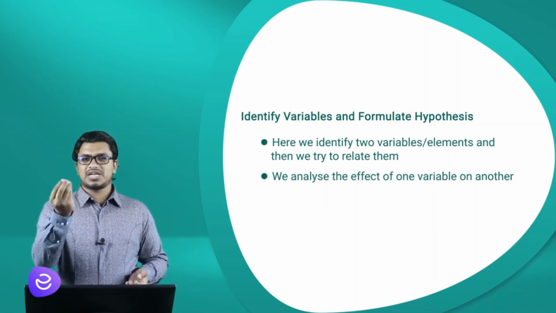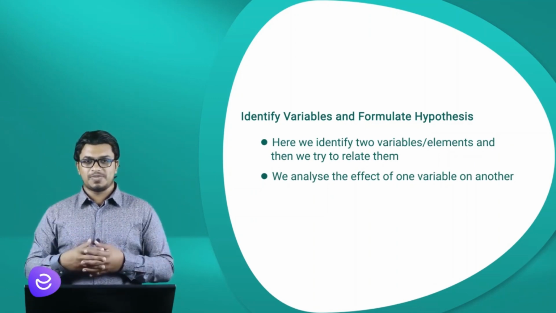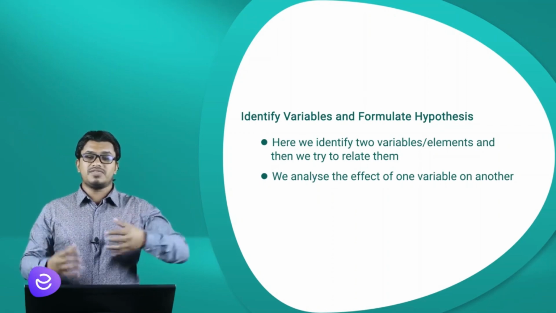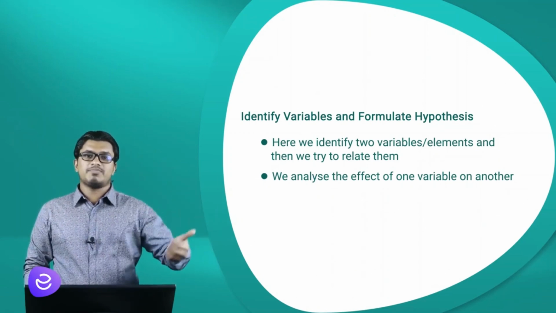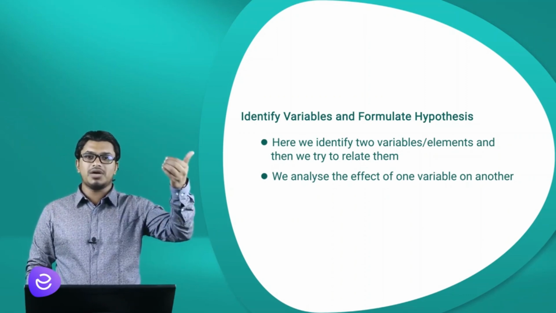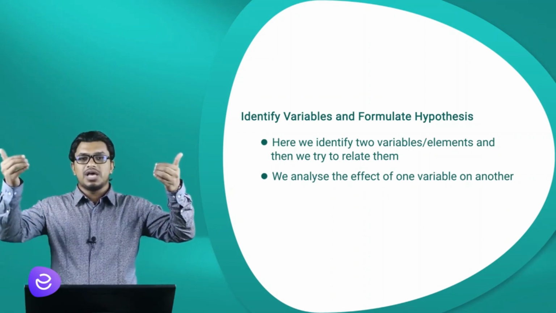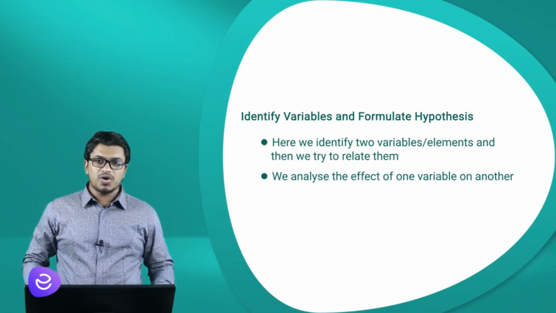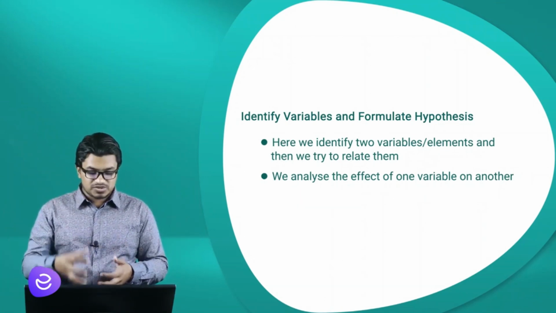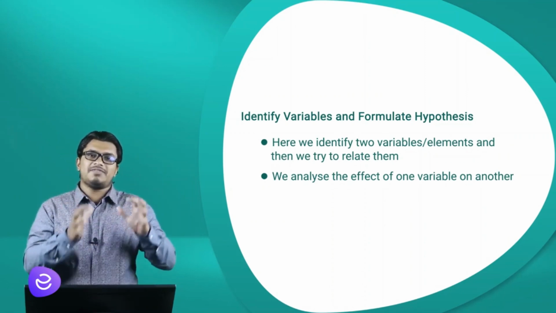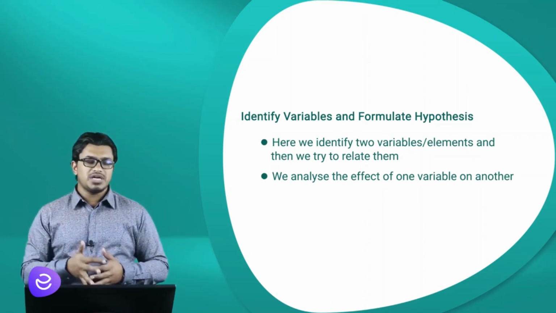For example, just a little example, the sale of ice creams. So we try to relate it with the season or the weather or the temperature. So if the weather is very hot, the sales of ice creams will go up. If the weather is very cold, the sale of ice cream will go low. So this is what happens. We try to analyze the effect of one variable on the other variable.